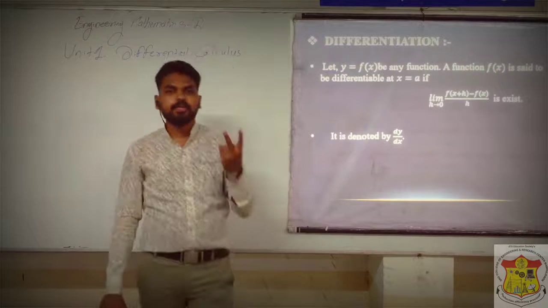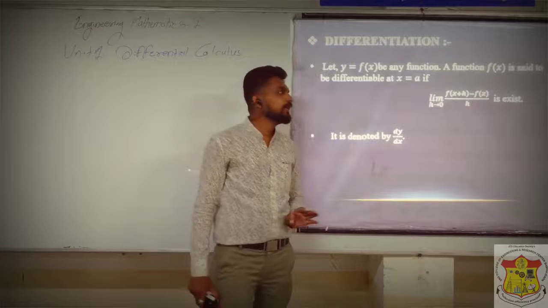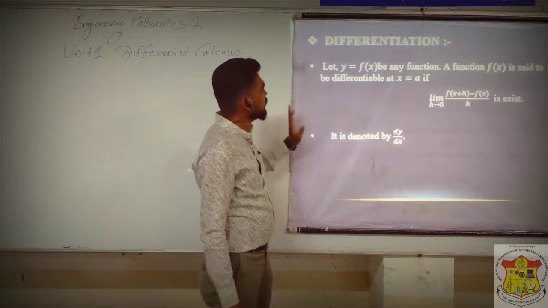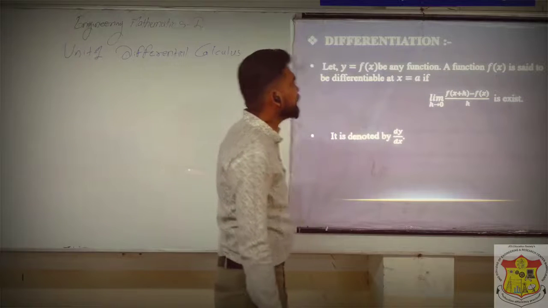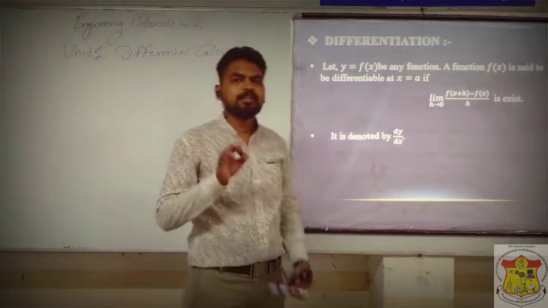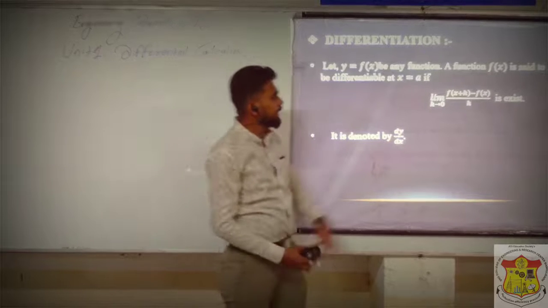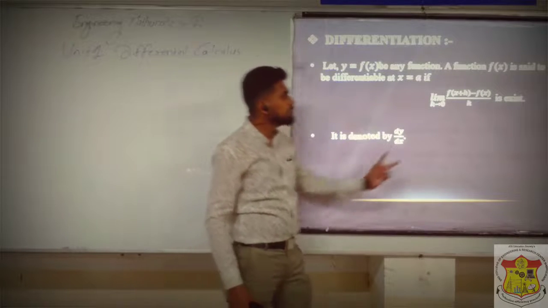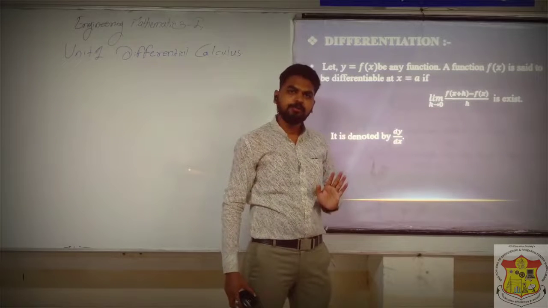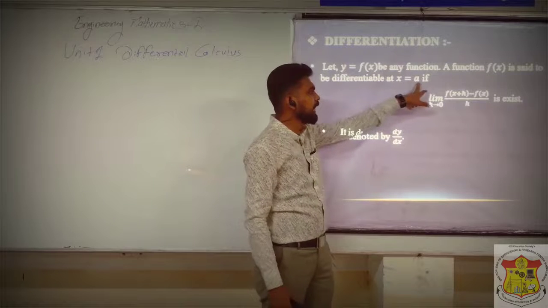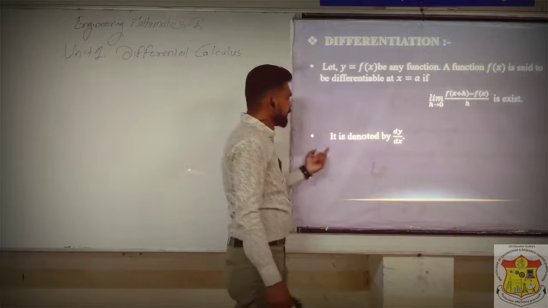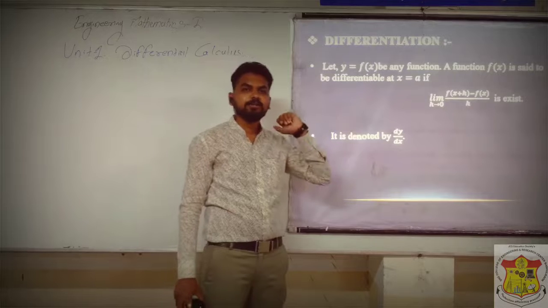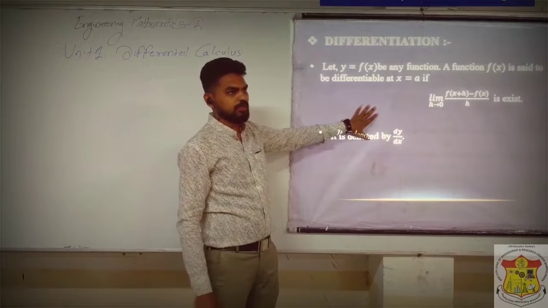Next, the second condition of Rolle's theorem is that the function is differentiable on the open interval (a, b). So we see here how to check differentiability. Let y equal f of x be any function. A function f of x is said to be differentiable at the point x equal to a if the limit as h tends to 0 of f of x plus h minus f of x upon h exists. That is, this limiting value is a finite value, then we say that the function f of x is differentiable at x equal to a. We denote the derivative using the notation dy by dx. In this way we check the continuity and the differentiability of the function.